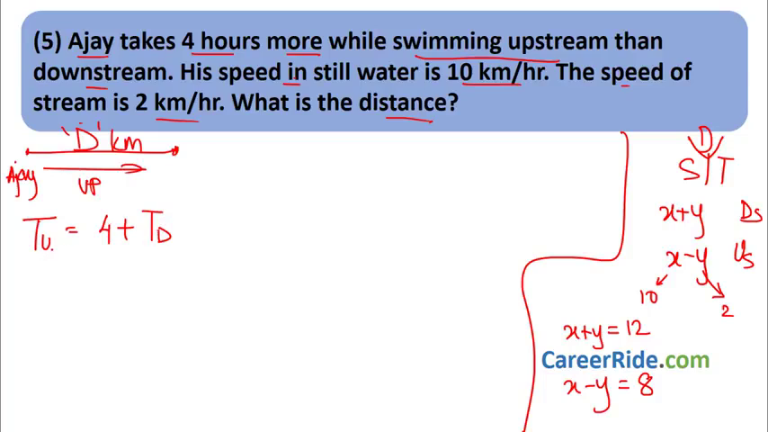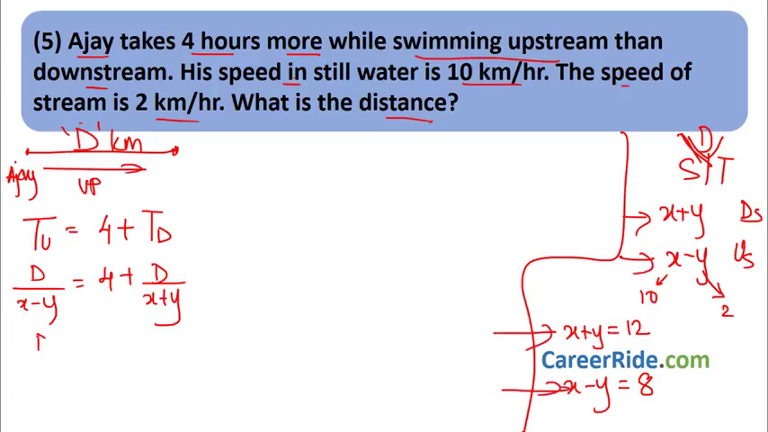So what is the formula for time? Time is nothing but distance upon speed. So distance traveled upstream is d kilometers divided by the upstream speed, x minus y, equals 4 plus the downstream distance, which is the same, d divided by the downstream speed, x plus y. We have seen the values for x plus y and x minus y over here. So d upon 8 would be equal to 4 plus d upon 12.